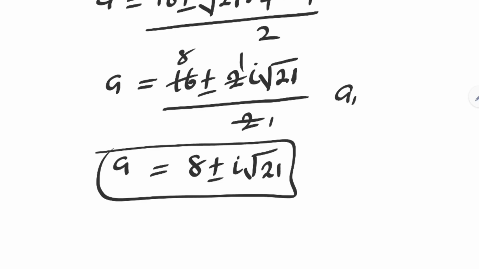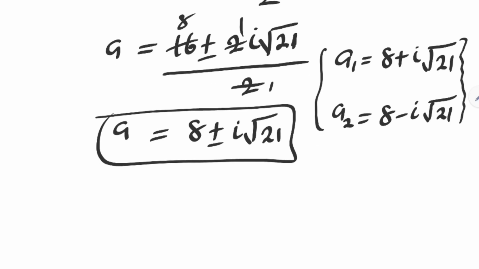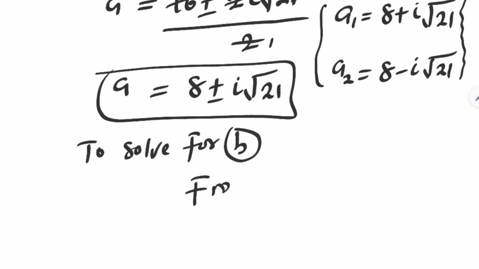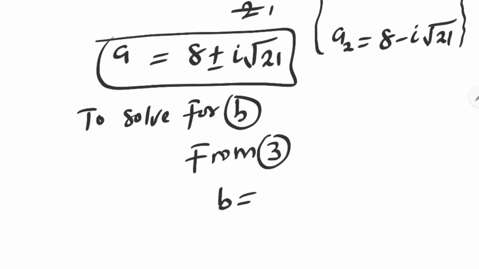Therefore, A1 is equal to 8 plus I square root of 21. A2 is equal to 8 minus I square root of 21. We've gotten the values of A. Let us solve for B. To solve for B, from equation 3, B is equal to 16 minus A.